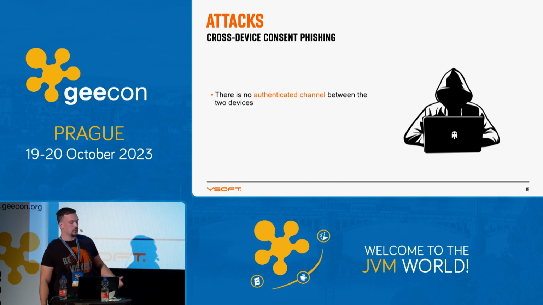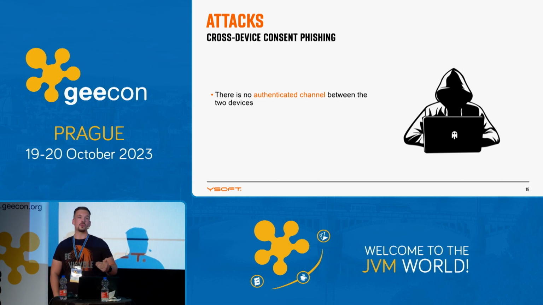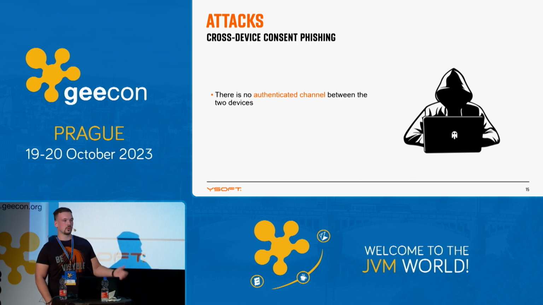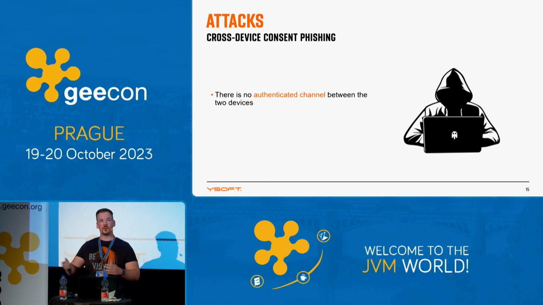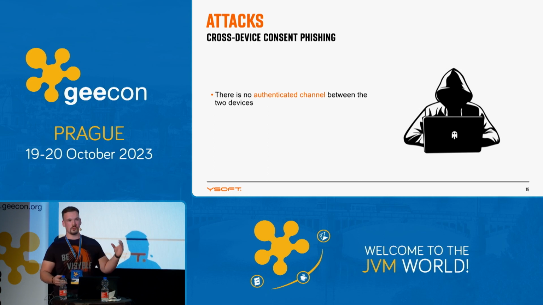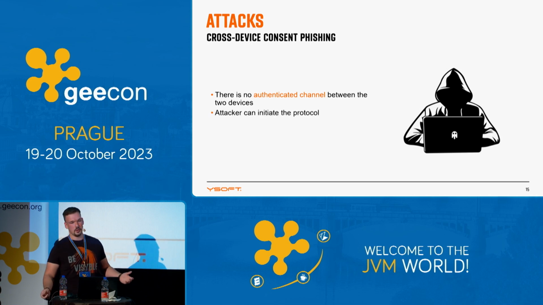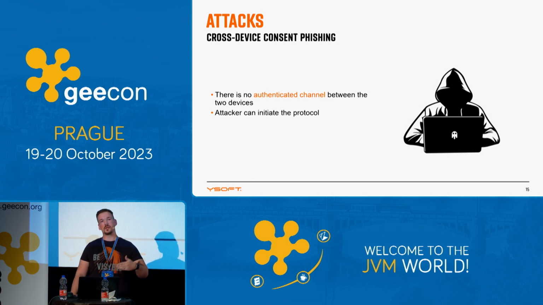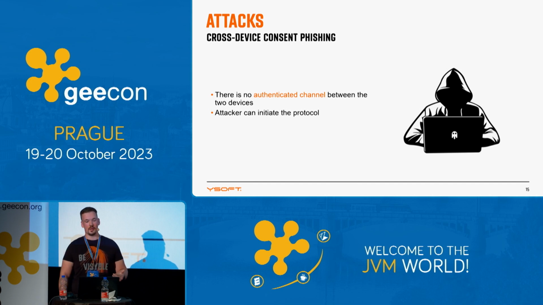So what are the dangers here? It's all about the fisherman once again, and it boils down to the fact that there is no authenticated channel between those two devices. So yes, you see some code on the screen or a QR code in your email or whatever, but you have no way to really verify that the code was generated by the application that you think it is, and not by an attacker. So an attacker can initiate the protocol. Of course, if a client secret or some other measures are involved, it's harder, but it can still happen.